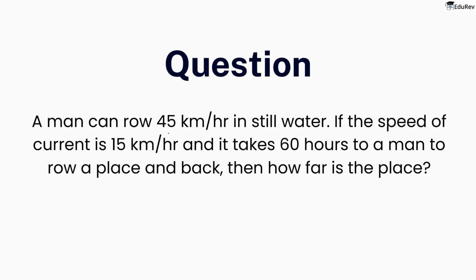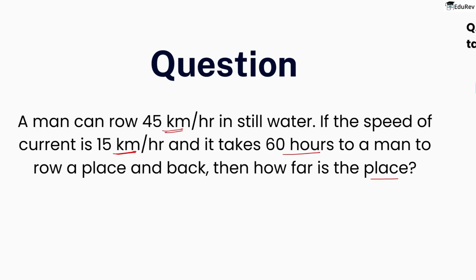Question. A man can row 45 km per hour in still water. If the speed of current is 15 km per hour and it takes 60 hours to a man to row a place and back, then how far is the place?